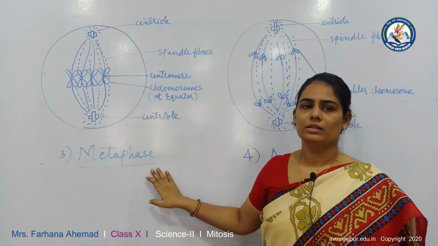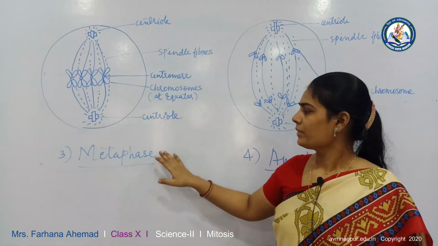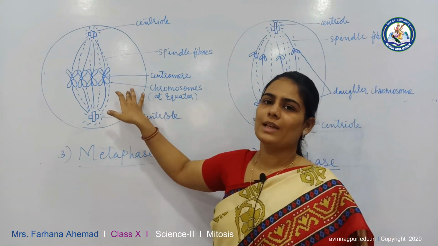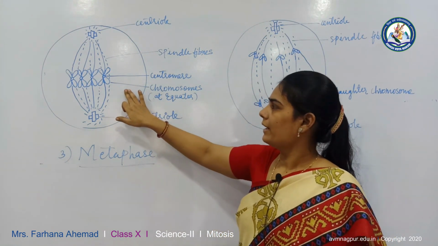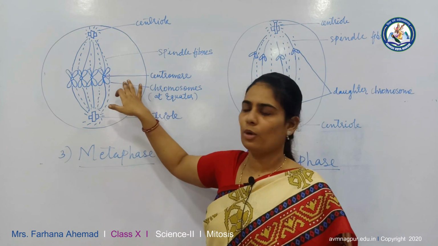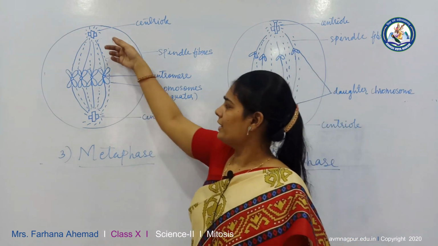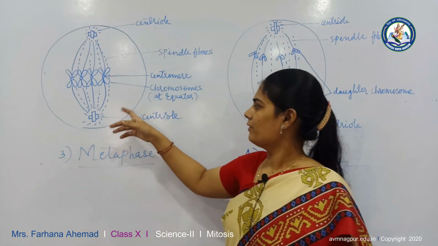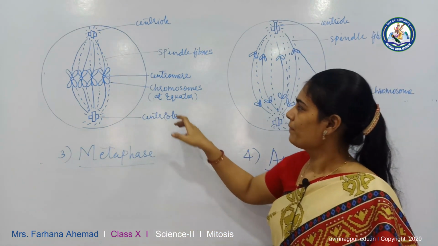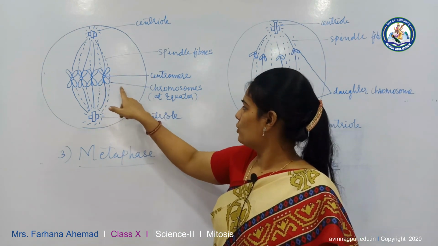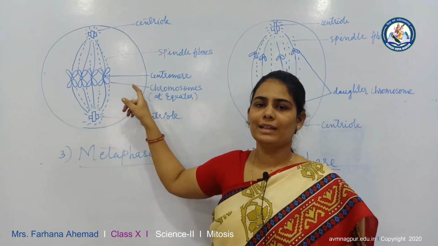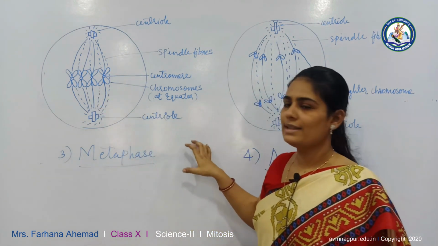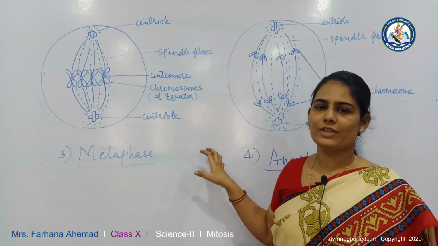This is the third stage, that is metaphase. This is the middle stage. In this stage you can see the chromosomes appear clearly and they are pulled with the help of spindle fibers. Also these centrioles have reached the two opposite poles with their astral rays with the help of spindle fiber. Also the chromosomes are arranged parallel at the equator of the cell. Now all these things happen in metaphase stage.